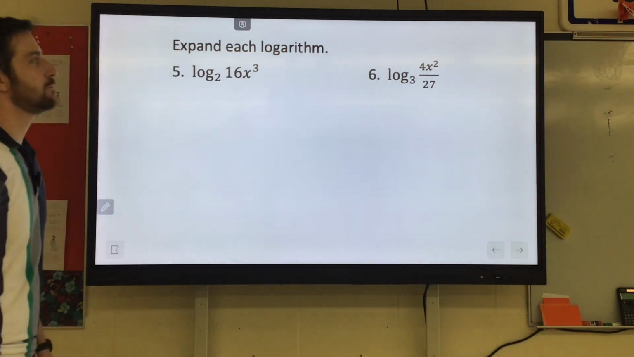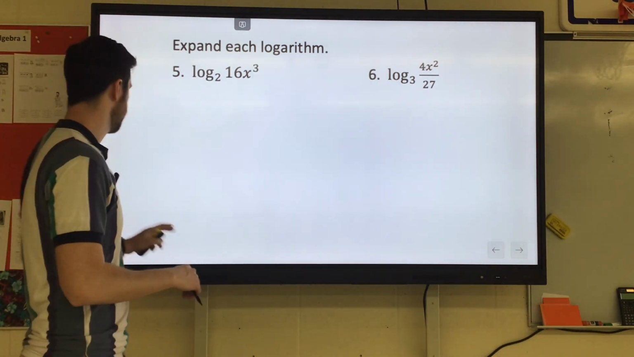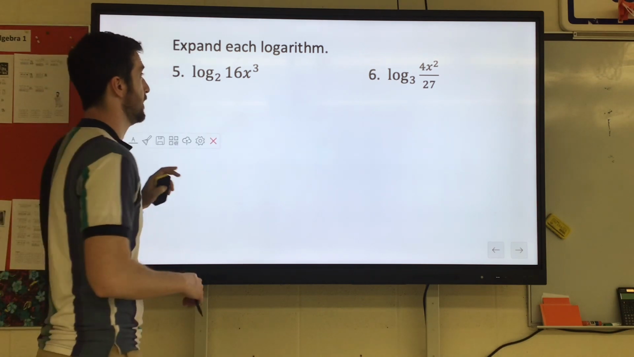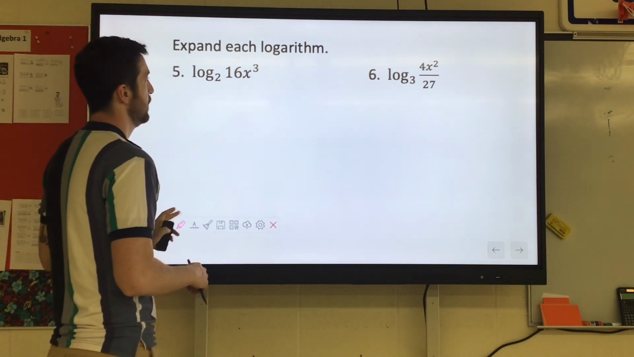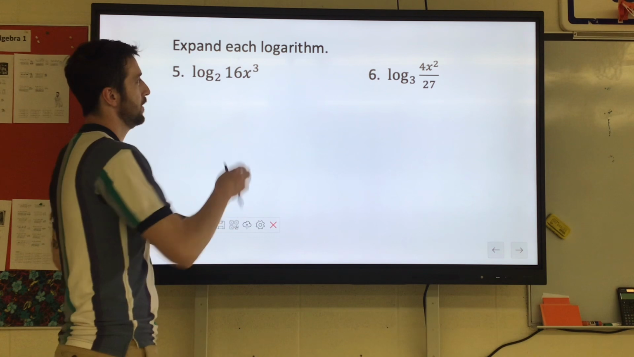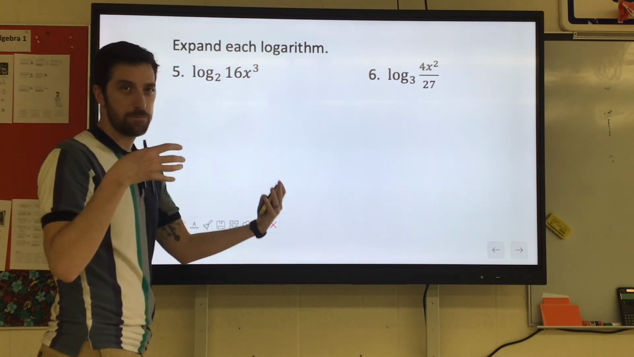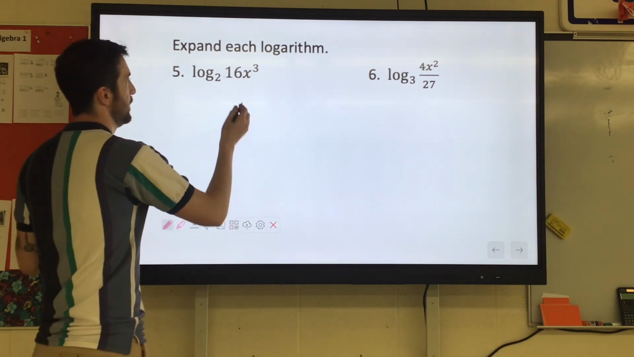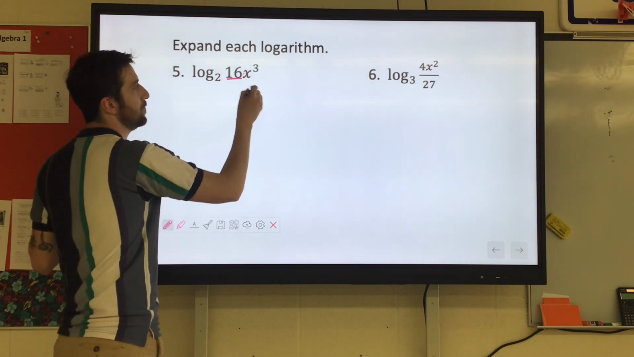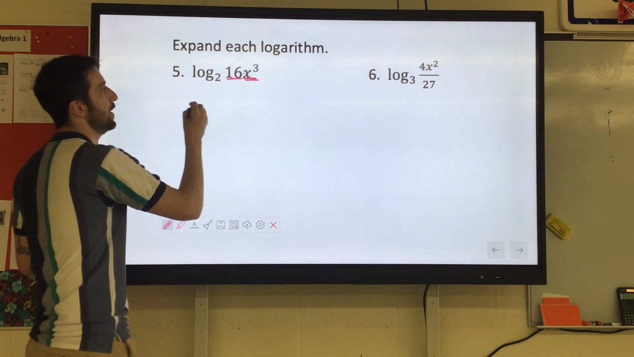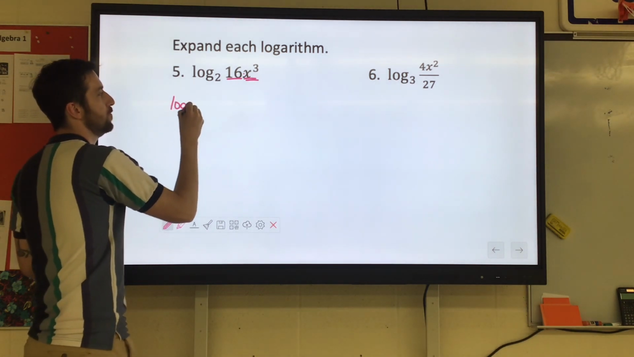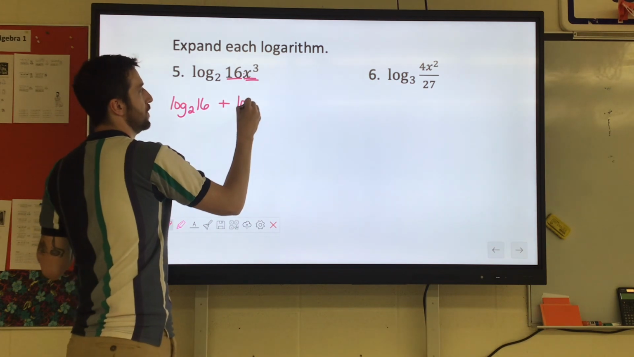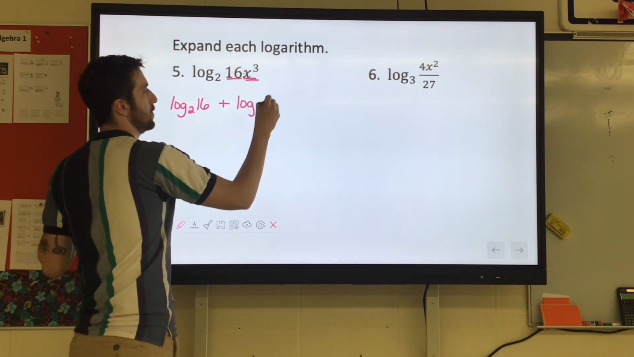All right, expanding logarithms. When you are expanding logarithms, each one of these things is going to have a base of 2. So the property is, if things are being multiplied and you're expanding them, then you separate them with addition. So like here, the 16 times x to the third. So we're going to split that. We're going to make it log sub 2 16 plus log sub 2 x to the third.